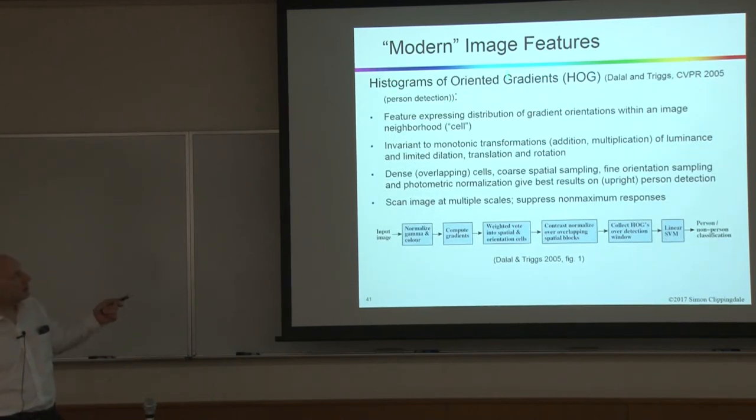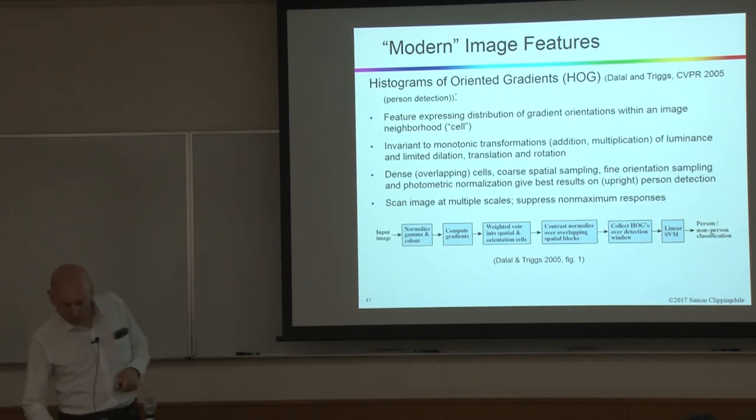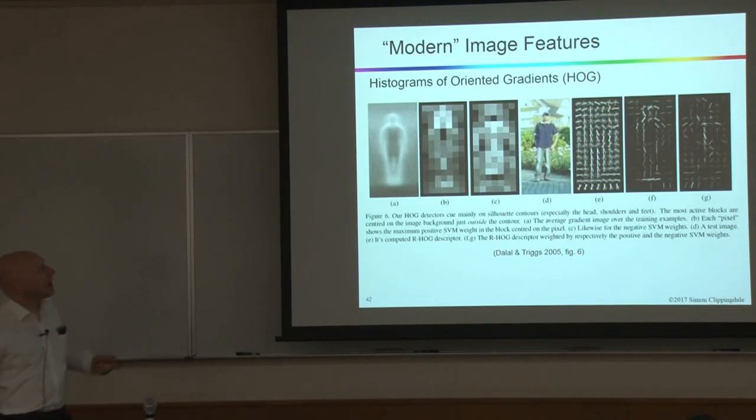Another one is the histogram of oriented gradients. This has been around for just over 10 years. It's good for detecting whole bodies, or whole people walking upright in pictures. These features express the distribution of orientations of the image gradient within an image. These are also invariant to monotonic transformations, and a certain amount of dilation and translation and rotation. This is an example of those. Within each of these image cells, we compute a gradient, that's the amount of energy in the derivative of the image in a particular direction. This is what the overall gradient looks like for this image here, or the training set.